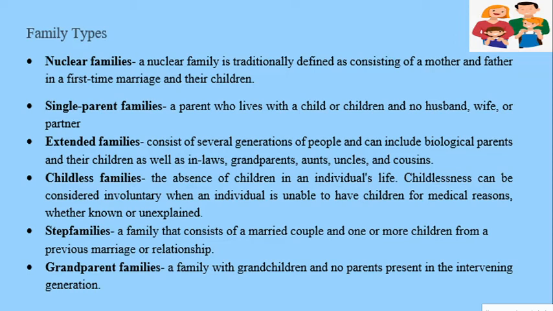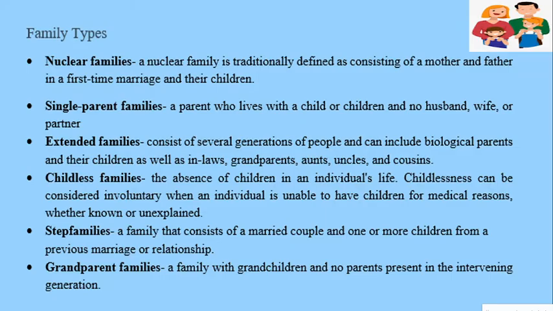Okay. The fourth one is childless family, the absence of a child in an individual's life. Childlessness can be considered involuntary when an individual is unable to have children for a medical reason, whether known or unexplained. Like the family without children, known as childless family. Getting my point? The other one is step families, a family that consists of a married couple and one or more children from a previous marriage or relationship. They are known as step family. Both, are you okay with that?